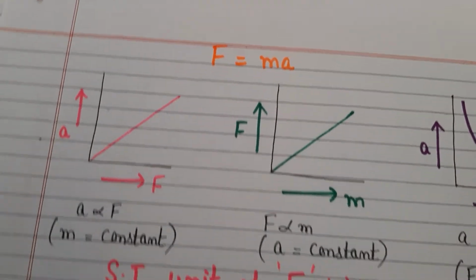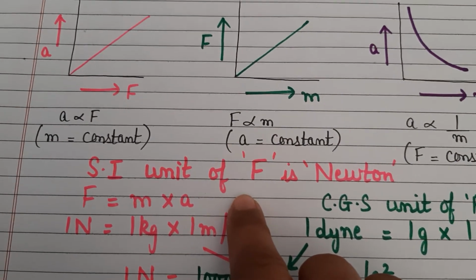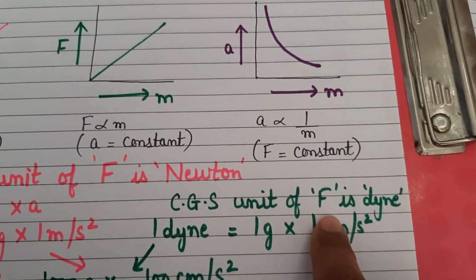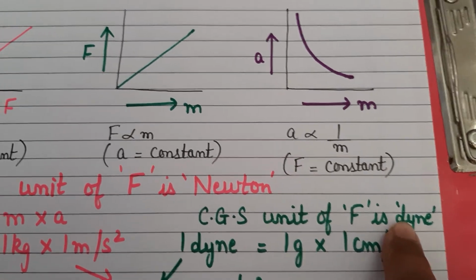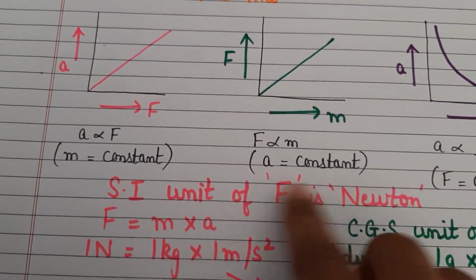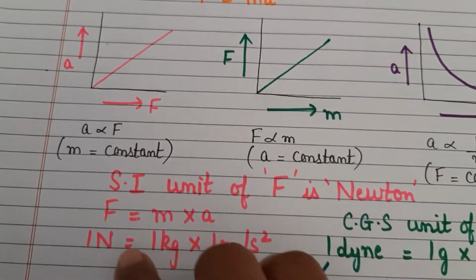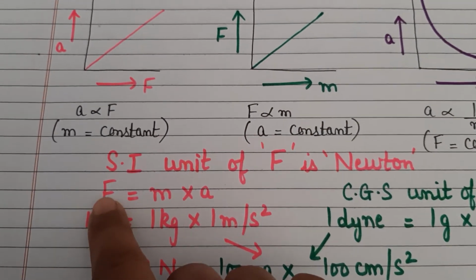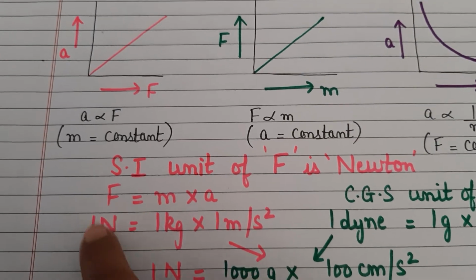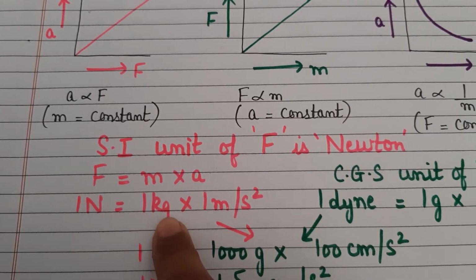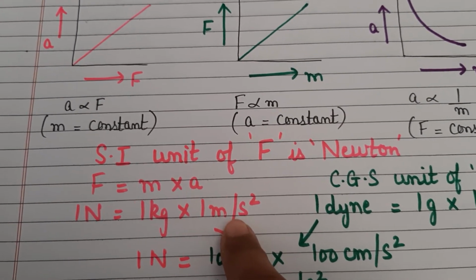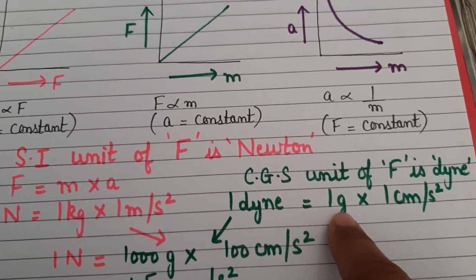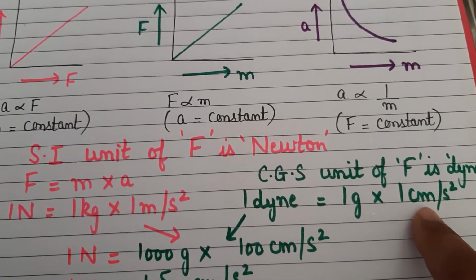Fine. Now we come to force. What is the SI unit of force, children? It is Newton. And what is the CGS unit of force? It is Dyne. Okay. So how do I come to Newton? What is 1 Newton equal to? If I use this formula, F is equal to MA, 1 Newton is equal to 1 kg into 1 meter per second square. Similarly, 1 Dyne is equal to 1 gram into 1 centimeter per second square.